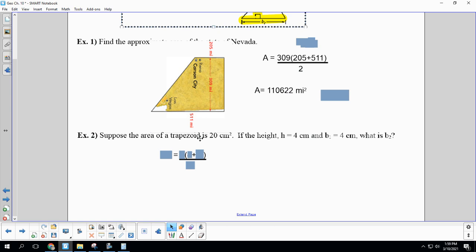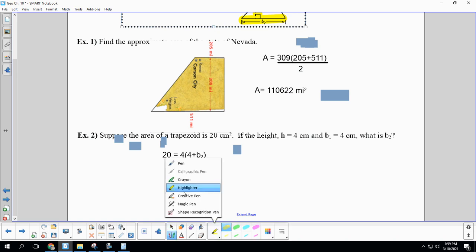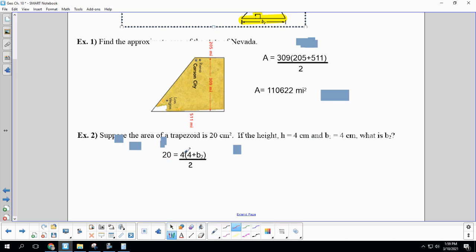Example 2: suppose the area of the trapezoid is 20. If the height is 4 and base 1 is 4 centimeters, what is base 2? So we're going to take a moment and solve this. Oh, I love me some algebra. I'm going to show it to you. There's a couple different ways you can do it. I'm going to show it this way in case we end up not knowing the height.